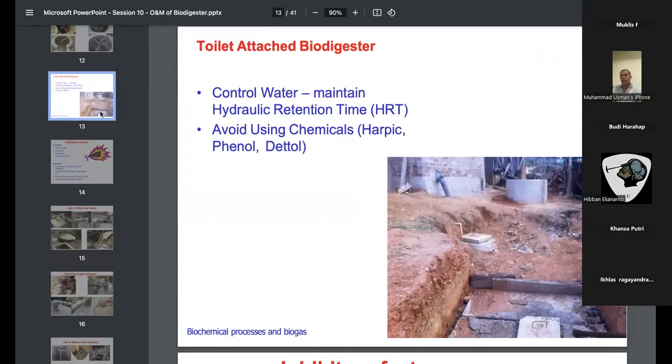Similarly, the other thing: don't connect the toilet if you are using high concentrations of chemicals like Harpic, phenol, and Dettol.